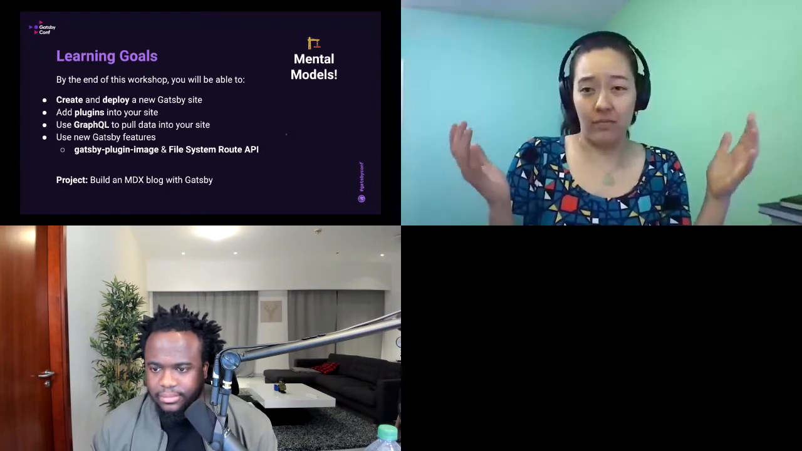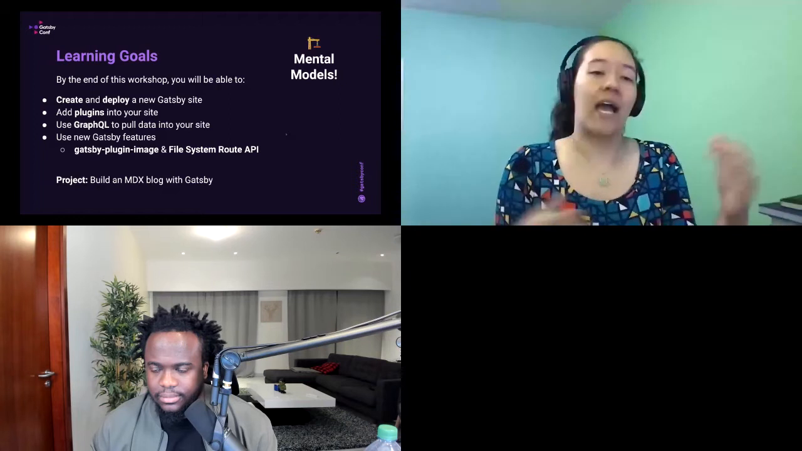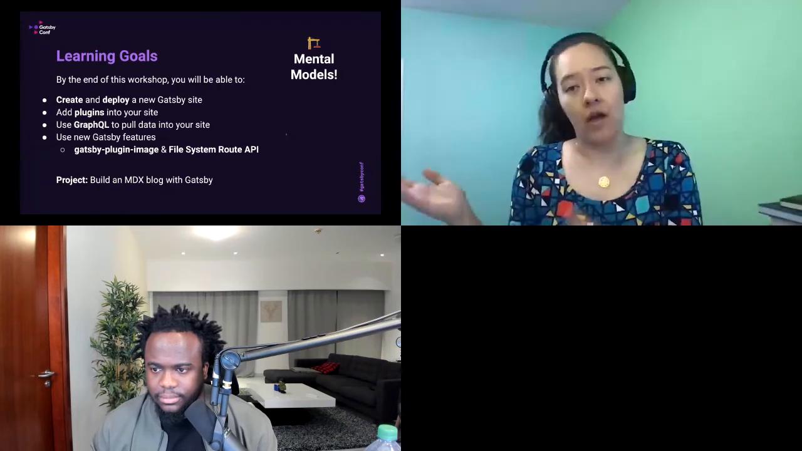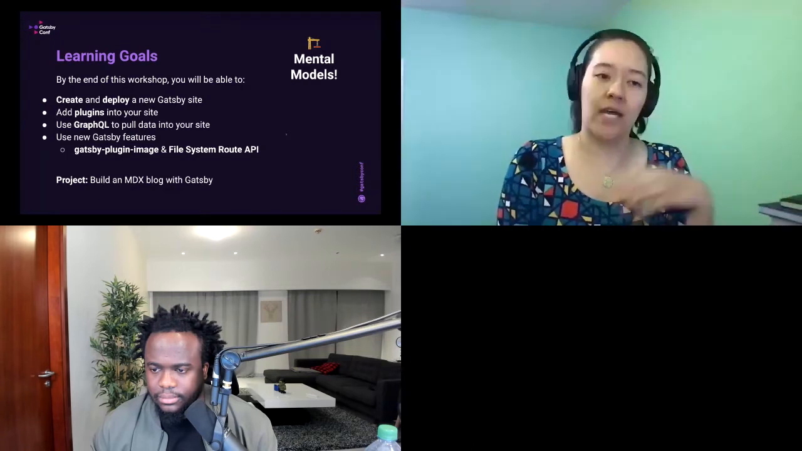And we're also going to show you some of the new Gatsby features. Obinna later on is going to walk you through the file system route API. And we're also going to talk more about the new image plugin. And the big theme throughout this workshop is we're trying to help you build mental models of how Gatsby works, and what all of the pieces to a Gatsby site are and how those pieces fit together, and how you can use those mental models later on when you go off and build your own sites outside of this workshop.